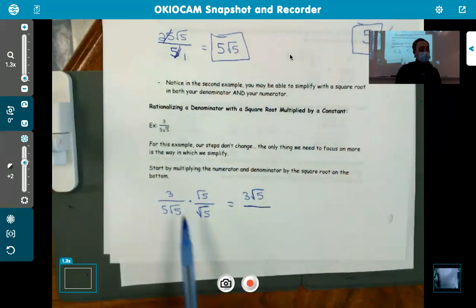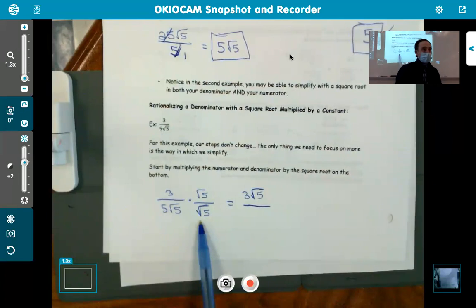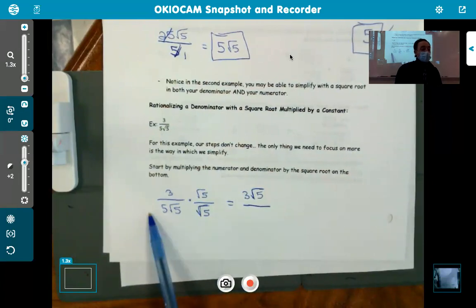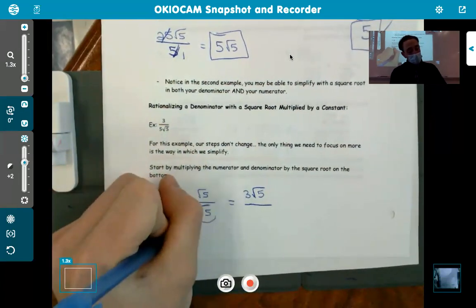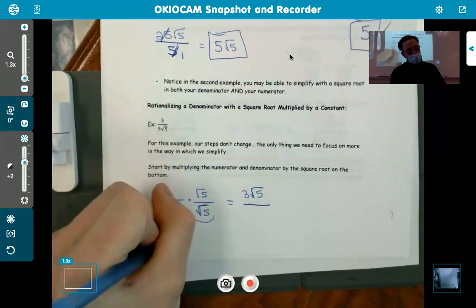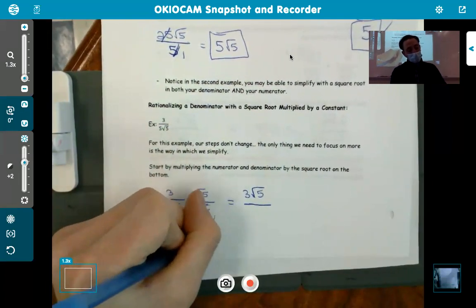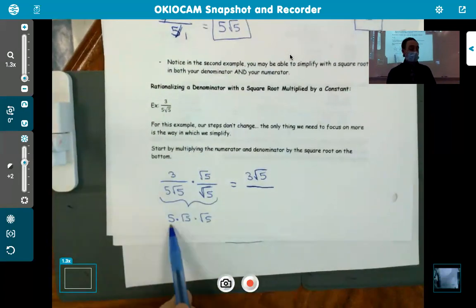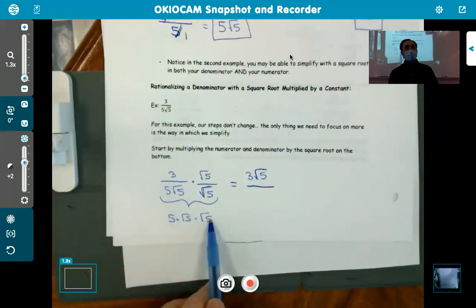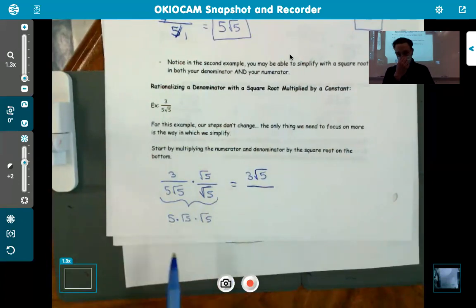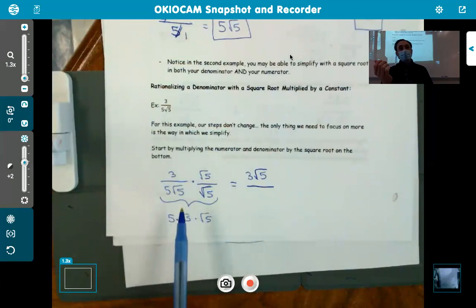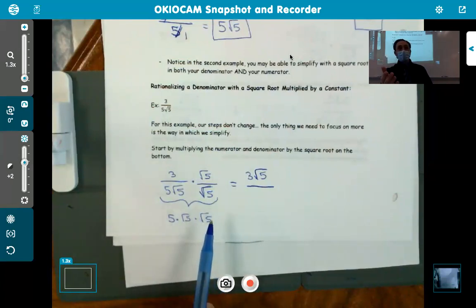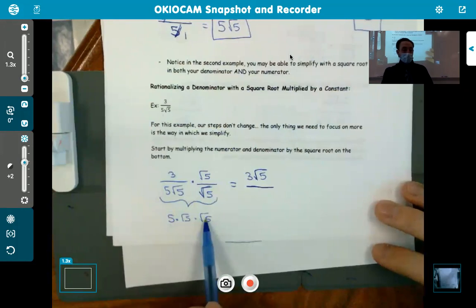In my denominator, I have 5 root 5 times the square root of 5, all right? This is the same thing if you visually need to see it this way. You can multiply all of these things together separately, all right? So you can think of it as 5 times the square root of 5 times the square root of 5. Well, what's going to happen when I multiply root 5 by root 5? What does that leave me with? Root 5 squared, which is just what? 5, right? Good. It's whatever's inside your square root.